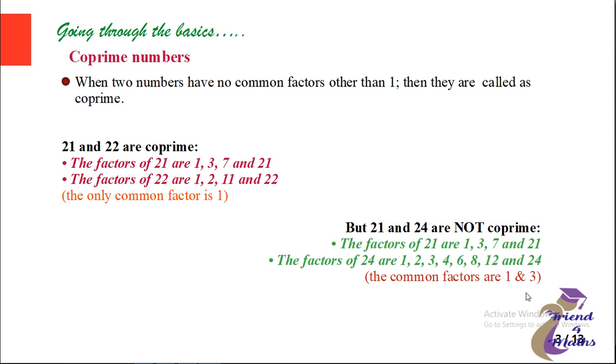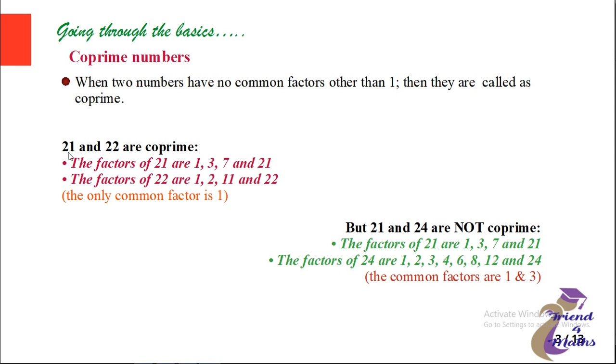What are co-prime numbers? If we take any two numbers and they have no common factors other than the number 1, then they are called co-prime to each other. The number 1 is a factor of every number, so it is a common factor of every number, but other than 1, if they have no other common factors, then these numbers are co-prime to each other.